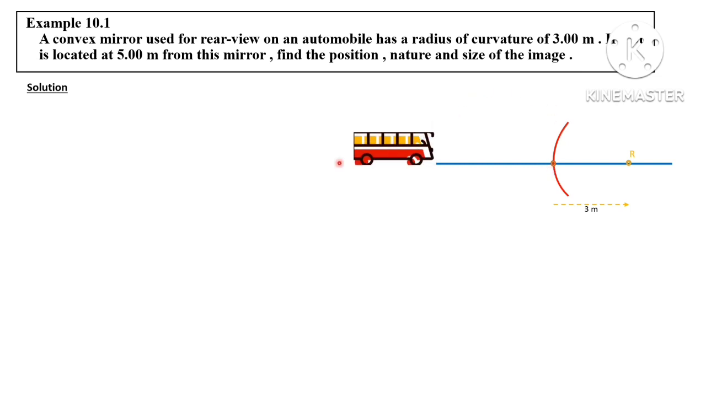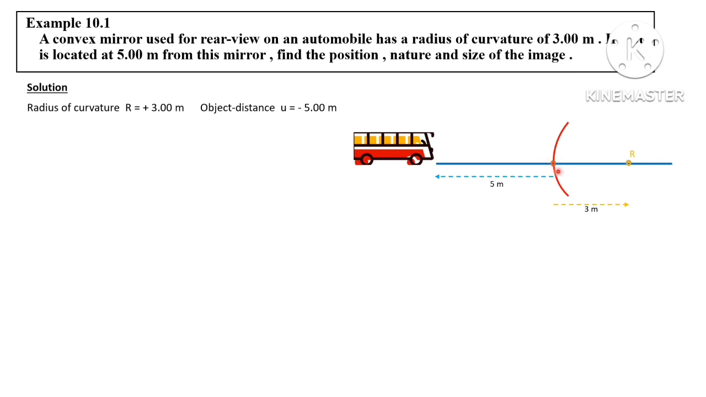Now a bus is located at 5 meter away from the mirror or away from the origin. Okay. So a bus is drawn here which is 5 meter away from the origin. So the measurements that are given in the question are the radius of curvature R which is 3 meter and the object distance u which is minus 5 meter. Okay. So here we can see the radius of curvature is taken to be as positive. Why it is positive? Because it is right to the origin.